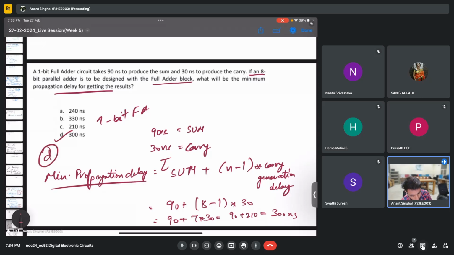So the sum propagation delay is used one time, because we can do the sum in parallel in a single pulse, and the carry will get generated by each and every previous carry. That is why there are n minus 1 carry generation delays. This is how the formula comes: sum plus n minus 1 times carry, and it is 300. Okay, fine.